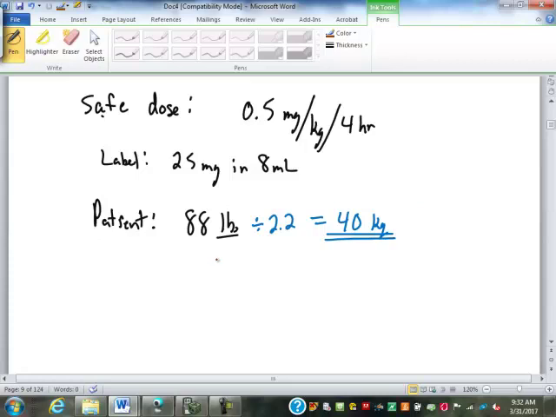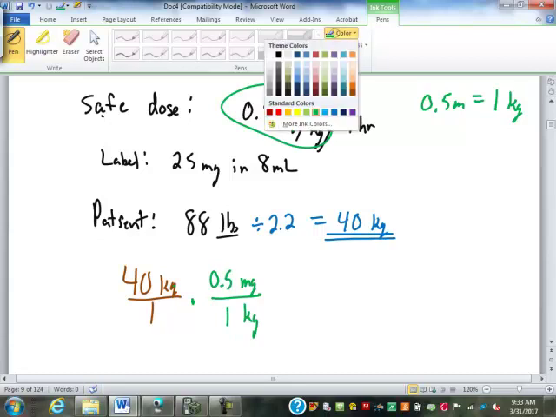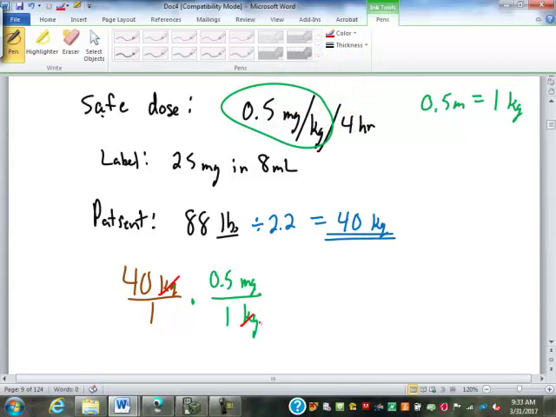Now to get a dosage here, we're going to take that weight of 40 kilograms. And up here we have an equivalency of 0.5 milligrams per kilogram. So that means 0.5 milligrams is equivalent to 1 kilogram of body weight, body mass. So getting rid of kilograms, the kilograms go on bottom, milligrams on top, 1 kilogram to 0.5 milligrams. So the kilograms are gone.